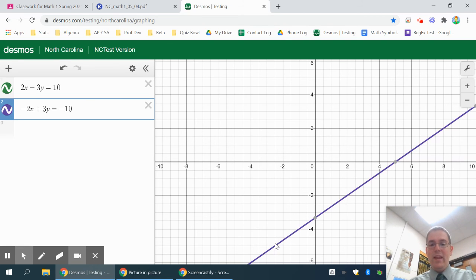What this means is any point on this purple/green line is a solution. So this point here is a solution. This point here at 2, negative 2 is a solution. This point here at 5, 0 is a solution. I've got another solution at 8, 2. There's so many solutions I can't list them all. That's what infinitely many solutions means.